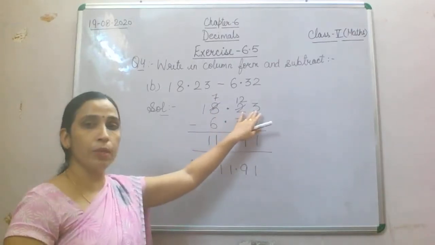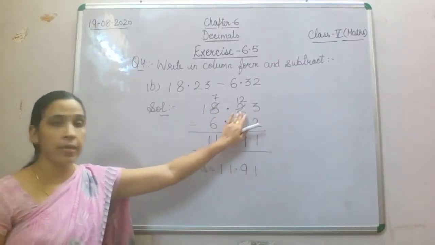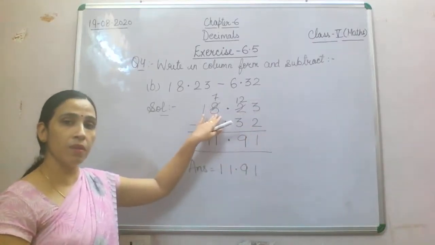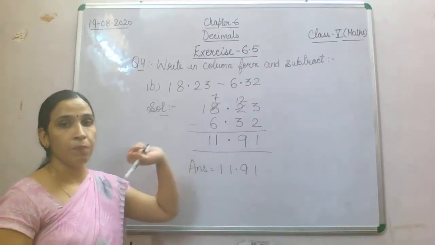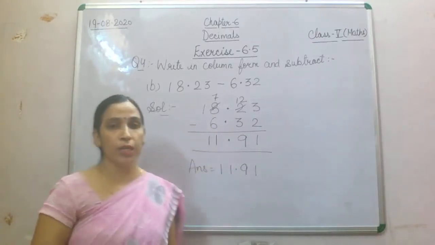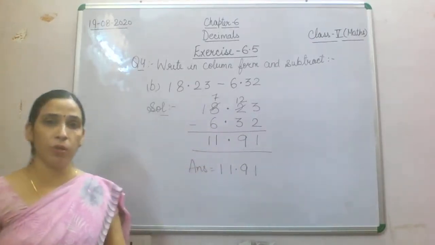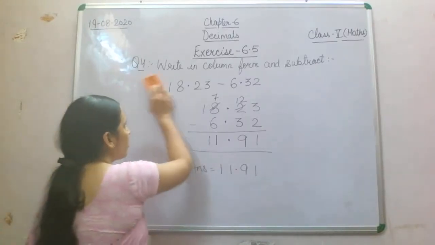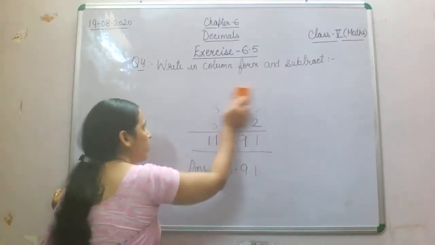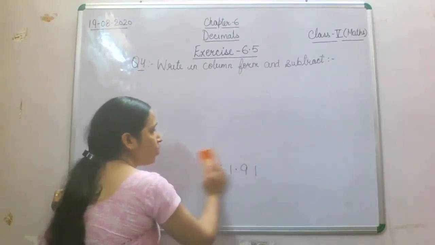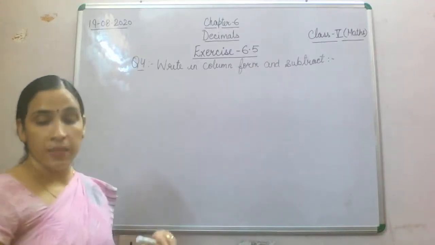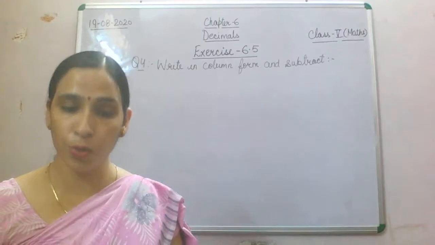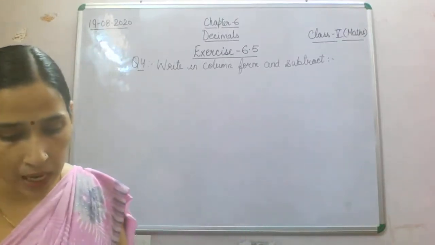If this number is smaller, you will borrow from the next one. So this borrowing you can do simply, just like with whole numbers. You don't need to think about it more. These are quite simple questions. You can do them easily, or if you want you can do them along with me by watching this video. Now let's start our C part.